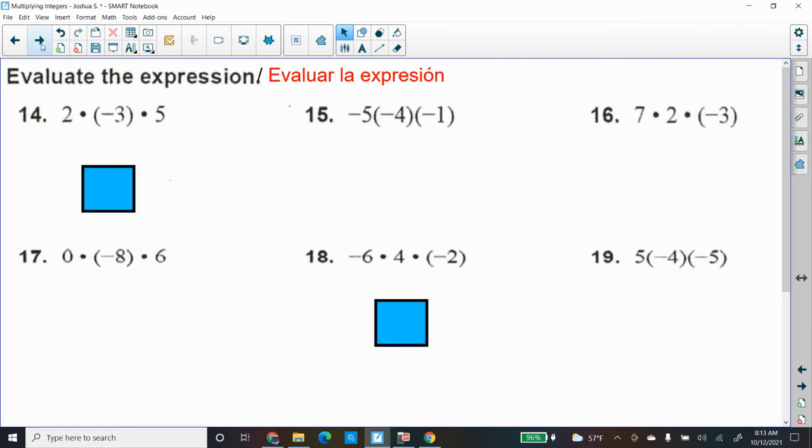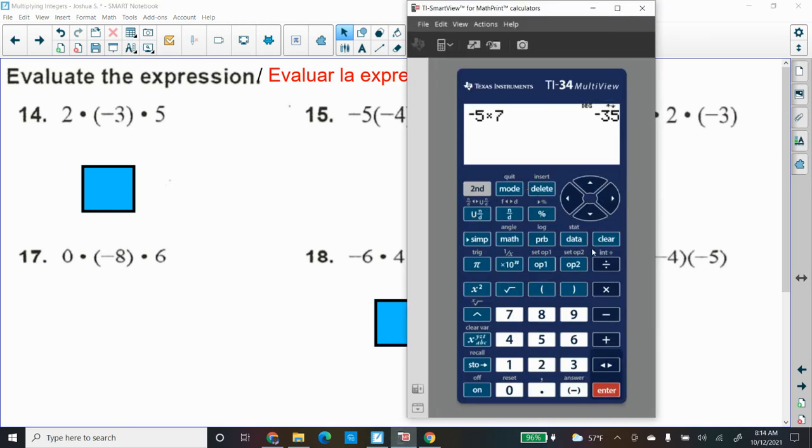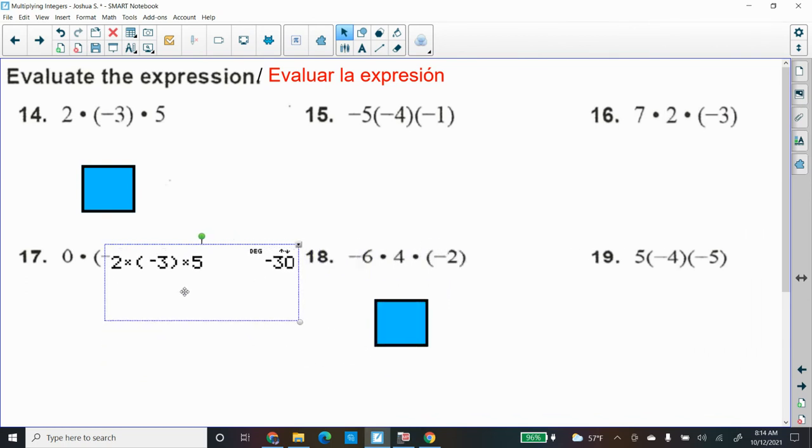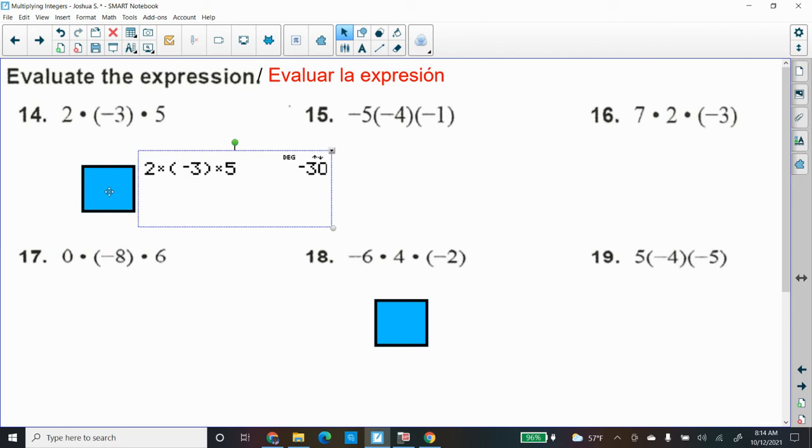Here's some more for you. Oh, evaluate the expressions. Here we're dealing with more than two. Well, that's just more calculator practice. So let's get our calculator, clear this off, and let's look at number 14. We got 2 times, parenthesis, -3, parenthesis, times, remember that's the multiplication decimal, 5, and let's press enter, and that answer is -30. So let's unveil it. -30.